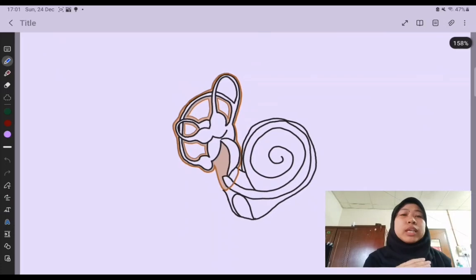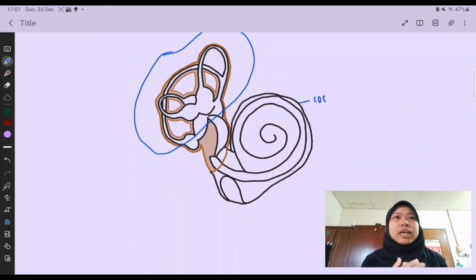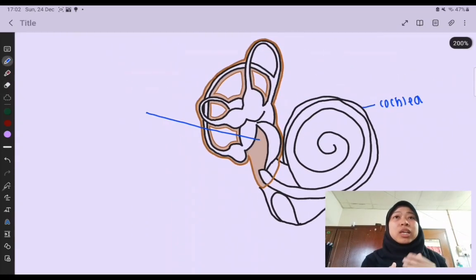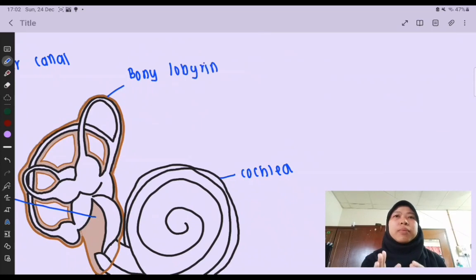We will go into more detail about our inner ear. There are three structures that are part of our inner ear: the semicircular canal, the cochlea, and the vestibule. This is the bony labyrinth.